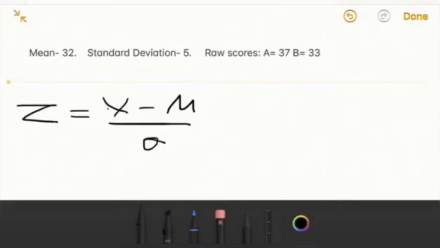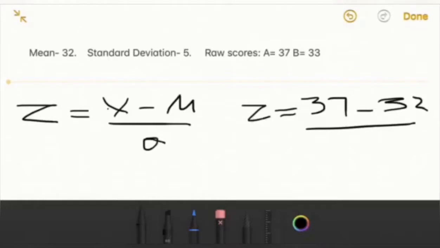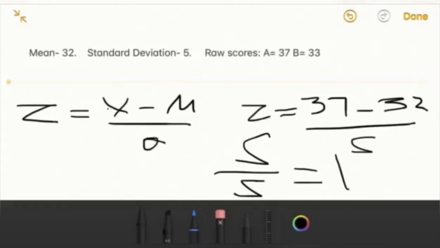Now let's substitute the values. z is equal to 37 minus 32, which is the mean, over sigma, or the standard deviation, 5. First, we must subtract the mean from the raw score before dividing by the standard deviation. 37 minus 32 is equal to 5. Copy the denominator and divide. It is equal to 1. Therefore, the z-score of A is equal to 1.